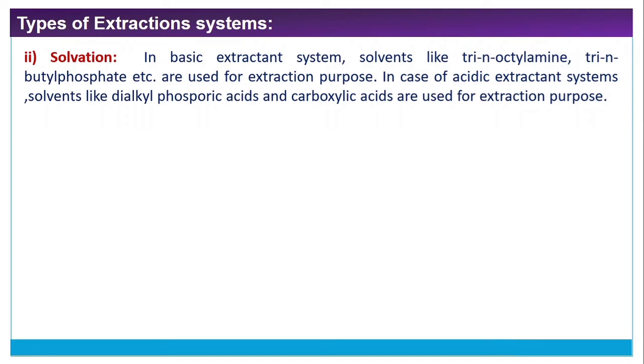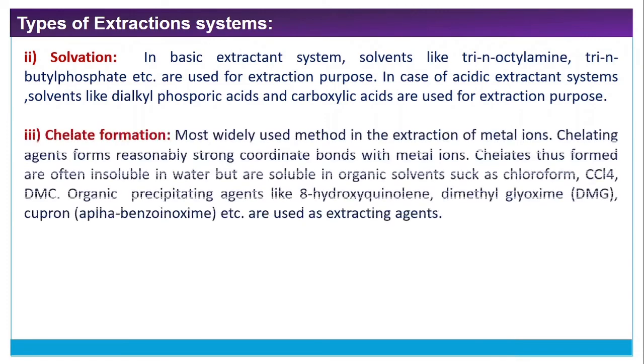In basic extraction systems, solvents like tri-N-octylamine, tri-N-butyl phosphate, etc. are used for the extraction purpose. In case of acidic extraction systems, solvents like dialkyl phosphoric acid and carboxylic acid are used. So previously we saw the acidic medium, but in basic medium, solvents like amines and phosphates can be used for the extraction systems.